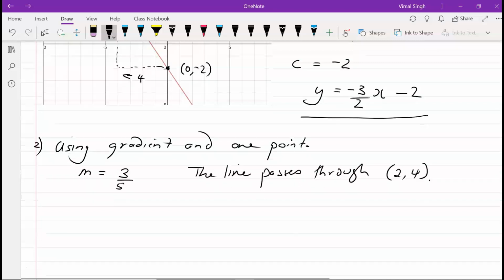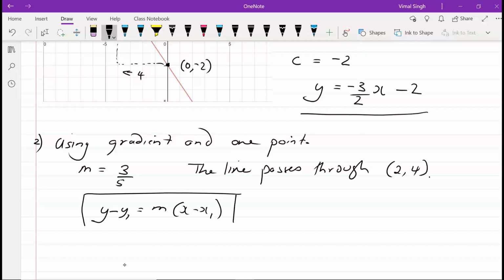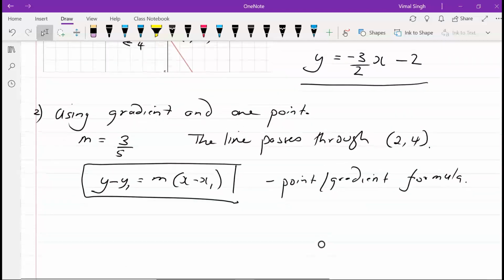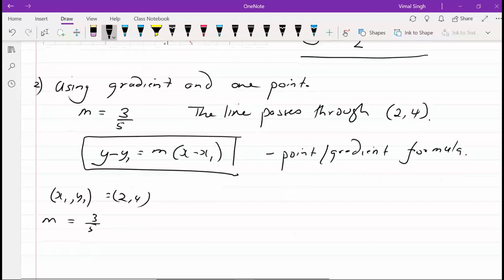If you remember correctly, when I was showing this in the class, I showed you this equation: y minus y1 is equal to m into x minus x1. This formula is called the point-gradient formula, and you need to learn this. The point that it passes through is (2, 4), and the gradient is 3/5. So I can substitute those values: x1, y1 is equal to (2, 4), and m is equal to 3/5, and then I can write the equation very quickly.